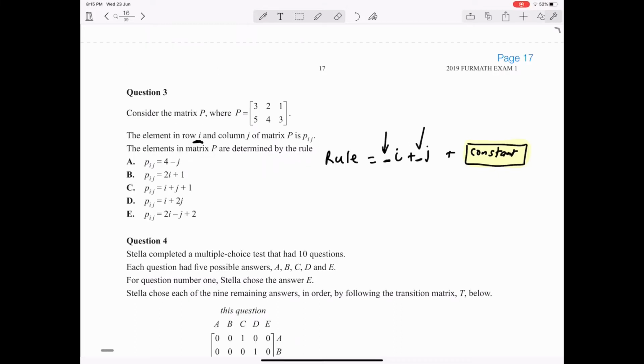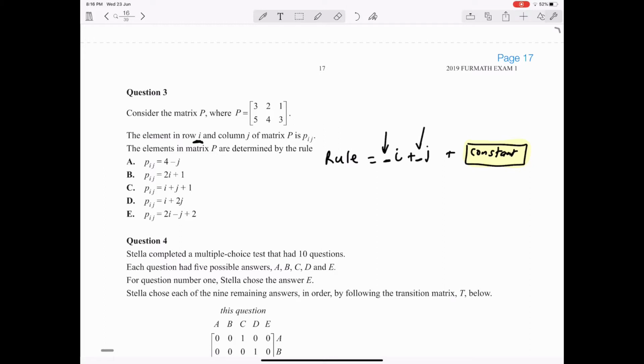Question 3. Consider the matrix P where P equals the following matrix. The element in row i and column j of matrix P is Pij. The elements in matrix P are determined by the rule. So you should know that the general rule for a matrix is a coefficient of i plus a coefficient of j plus a constant.